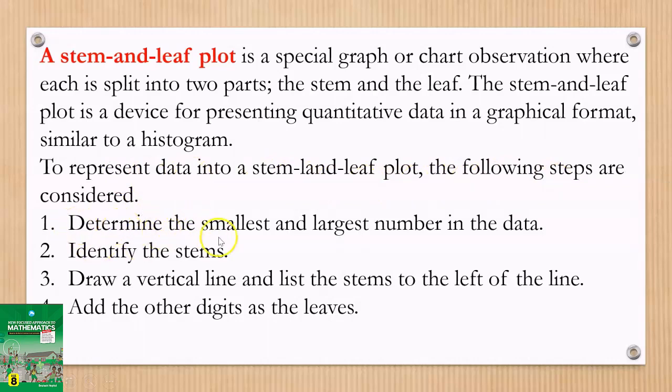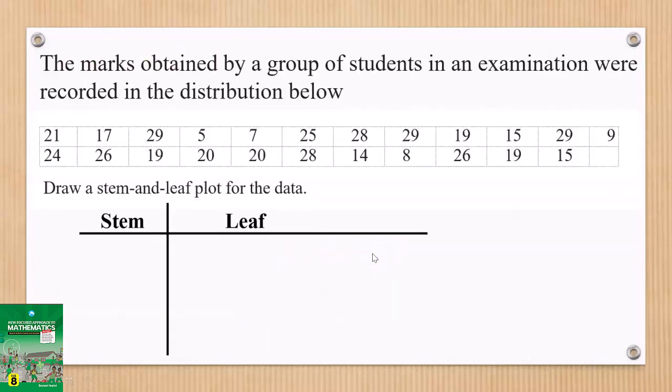First of all, we determine the smallest and the largest number in the data set. Then we are able to identify the stem part, and then we identify the leaf part. Now we draw a vertical line, and list the stem to the left of the line, and then we do the same thing by adding another digit to the right. And so we'll take an example and see how this works.